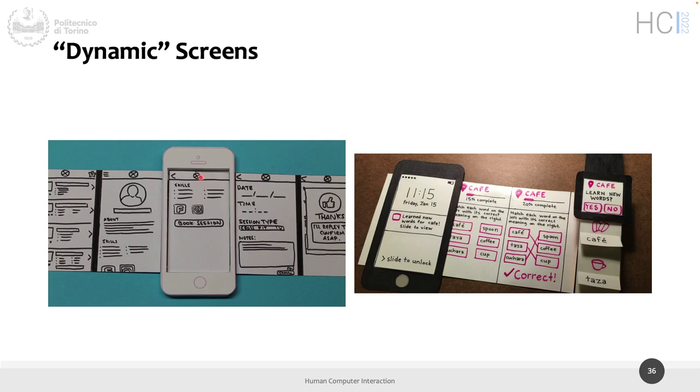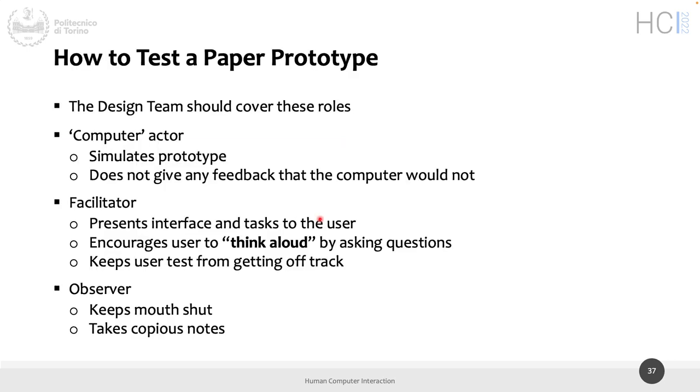For scrolling, there is less of a problem because typically you don't scroll so much. You scroll one single screen, you don't have four or five screens differently. So this is a way to do dynamic screens, similar to the one in the video. So how to test a paper prototype? We will spend a little bit more on this, but just to give you a preview.